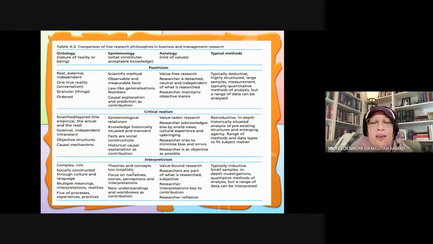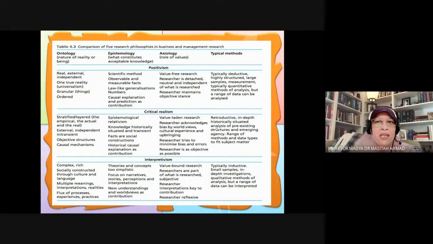Okay, class, when we look into this table, this is a guideline for us, based on our method, to see which one is actually suitable for ours. We should choose our research philosophy for this ontology, epistemology, and axiology. So you have to look into this. Let's say you have highly structured research, and then you have large samples, your measurements, and your method is quantitative. So it's suitable for you to use these types of ontology, epistemology, and axiology.